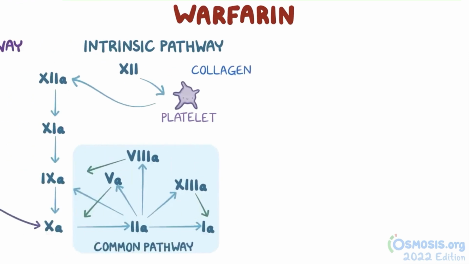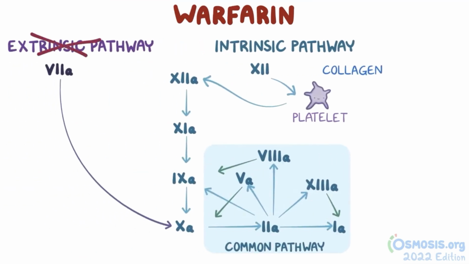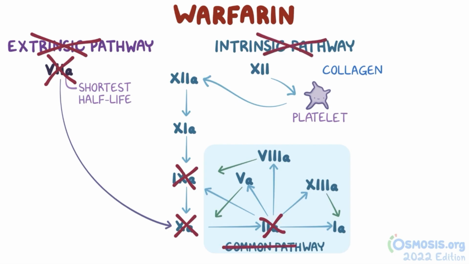Warfarin is taken per oral, and it affects the extrinsic pathway first, since factor 7 has the shortest half-life, and it's the first coagulation factor to run out. Next, levels of factor 2, 9, and 10 also drop, causing inhibition of the intrinsic and common pathways.